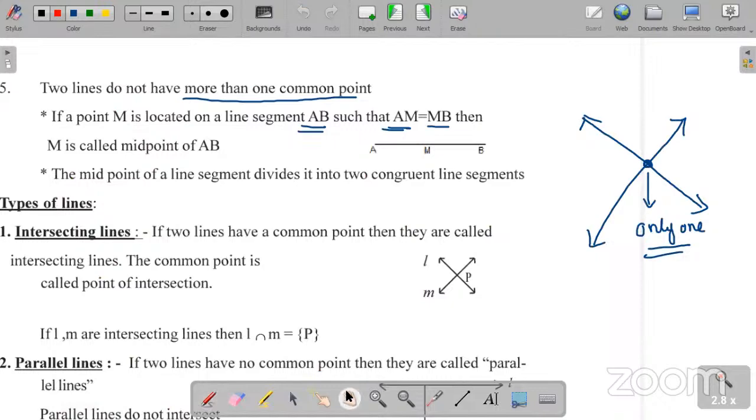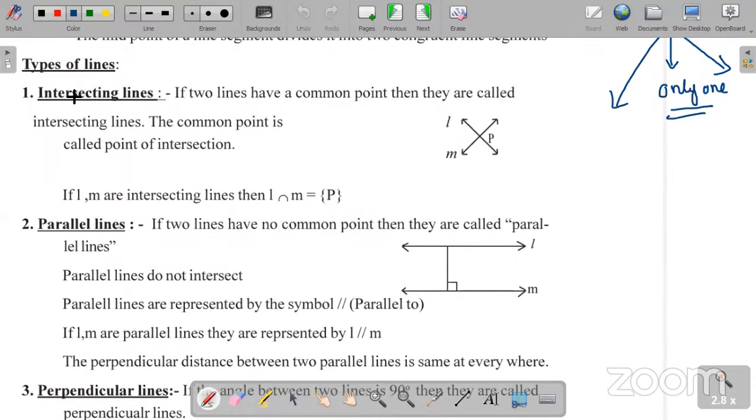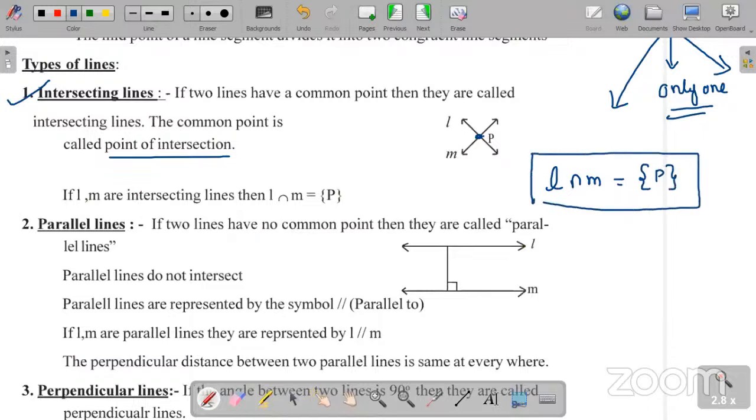Now let me explain one more important point. Already we had a discussion on types of lines, intersecting lines. If two lines have a common point, they are called intersecting lines. The common point is called the point of intersection. So this point P is called the point of intersection. If L and M are intersecting lines, symbolically, in mathematical language, you can write L intersection M is equal to the point P. Don't worry, this intersection union you are going to study in 10th class.